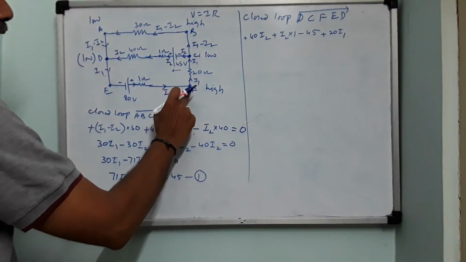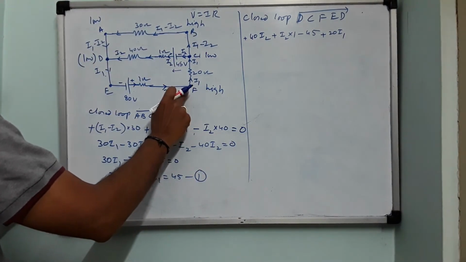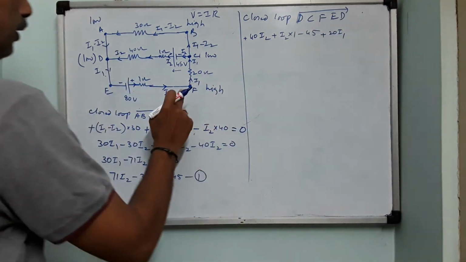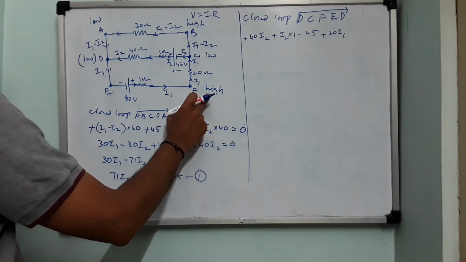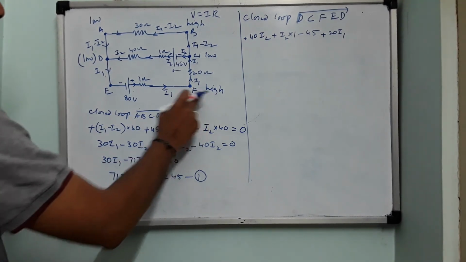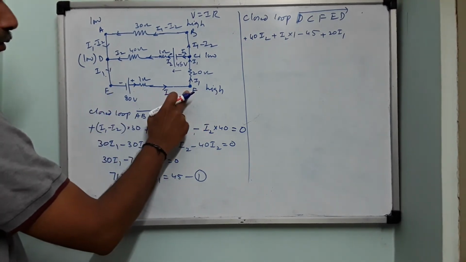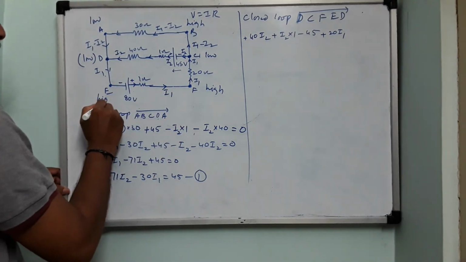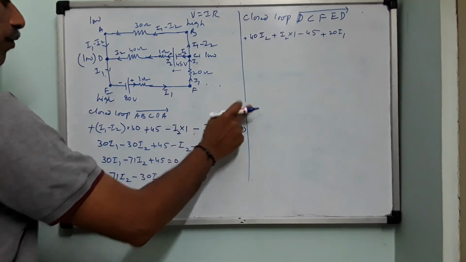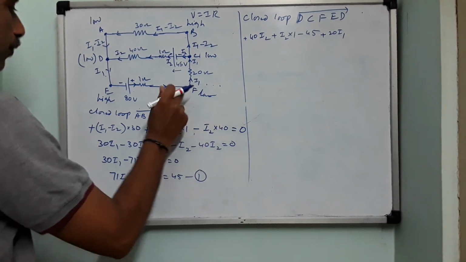Plus 20 I1. Then you come here from F. Where do you go? E. F to E. While going from F to E, this is high. Now current is going from E to F. Current is going from E to F. That means E should be at high potential relatively than F. So F will be a low potential for these two pairs.